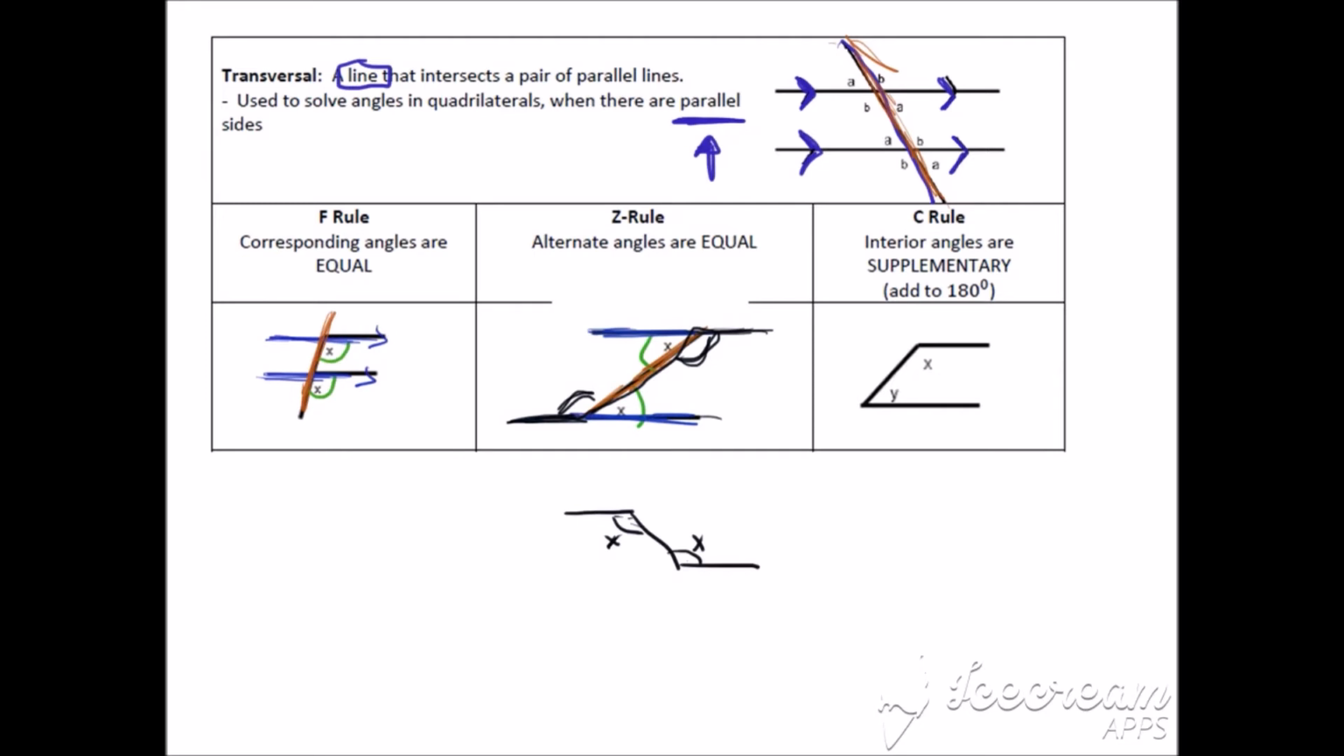Okay, and the last one, the C rule. So interior angles are supplementary. What this means is they add up to 180 degrees. So if we have a C pattern, the X and the Y add up to 180 degrees. And remember, these two here, the blues, are going to be the parallel sides. It's kind of purple. And this is going to be the transversal.